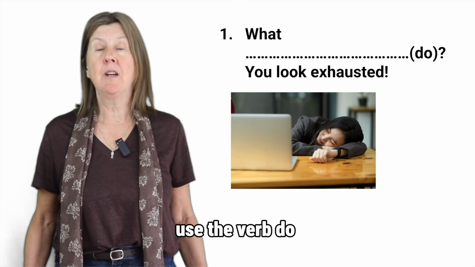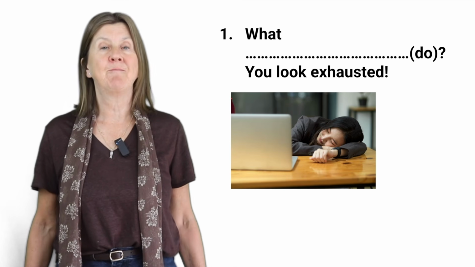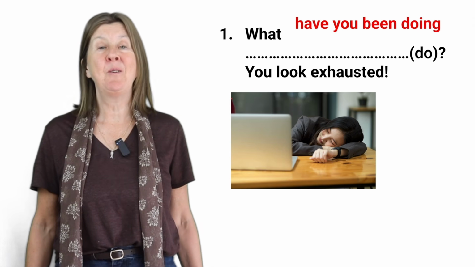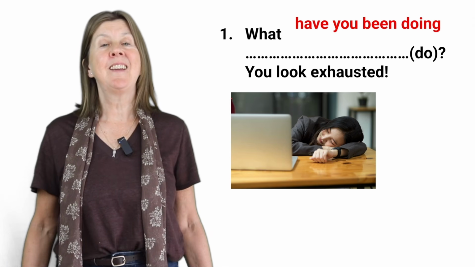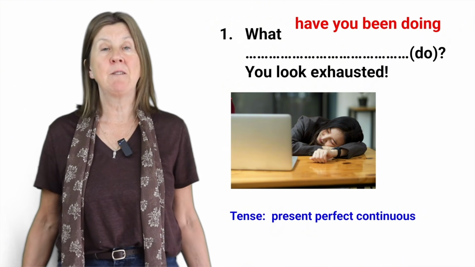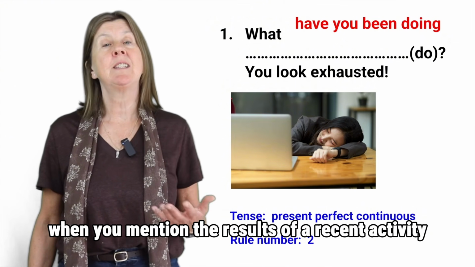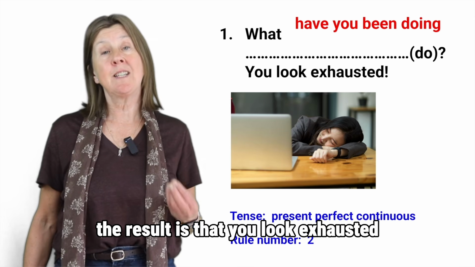1. What blank? Use the verb do. You look exhausted. What have you been doing? The tense is the present perfect continuous, and it's using rule 2 when you mention the results of a recent activity. The result is that you look exhausted.